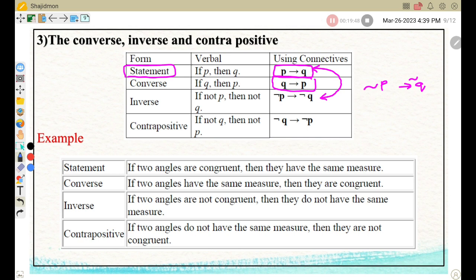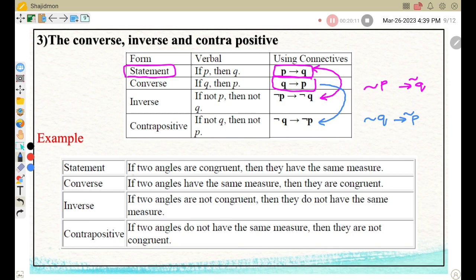Okay. Then next we have the contrapositive. Contrapositive means the converse statement's negation. That is the contrapositive. What is the converse statement? Q implies P, correct? Just give the negation here. Negation of Q implies negation of P. That is the contrapositive statement. So keep in our mind these four statements: statement, converse, inverse and contrapositive.